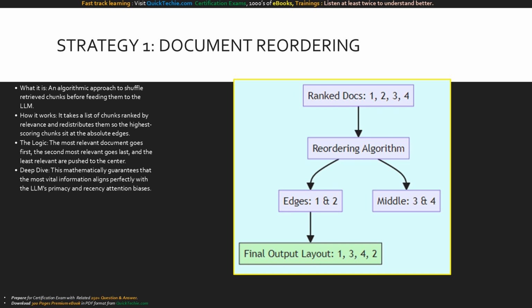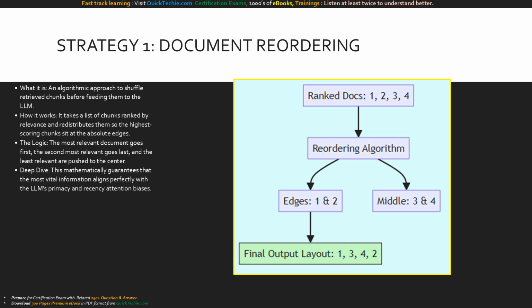Since we know the LLM looks heavily at the edges, we must intelligently reorder our retrieved documents. Instead of passing documents sequentially by their retrieval score, 1, 2, 3, we use a reordering algorithm. This algorithm places the absolute most relevant document at the very beginning, the second most relevant document at the very end, and actively buries the least relevant documents in the center. By doing this, you are mathematically guaranteeing that your most vital facts sit exactly in the zones where the LLM's attention is inherently maximized, eliminating the blind spot problem.